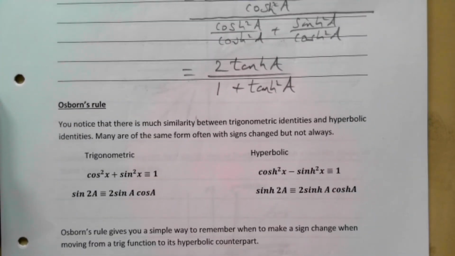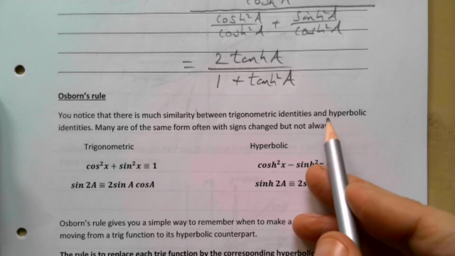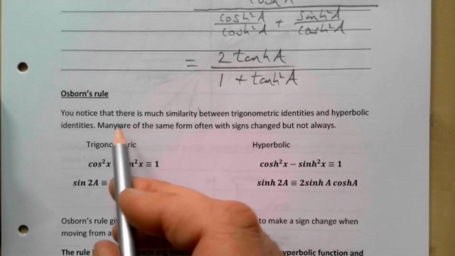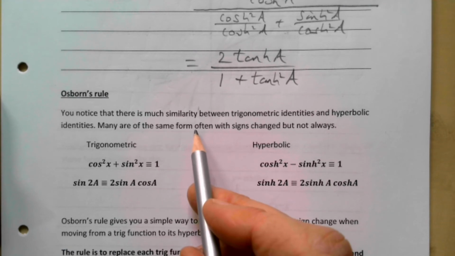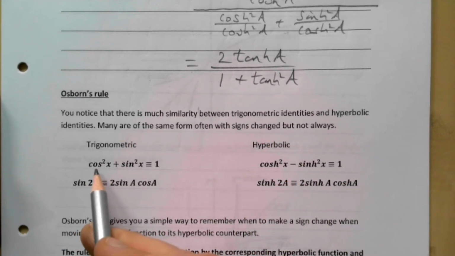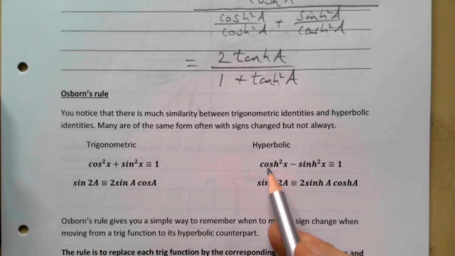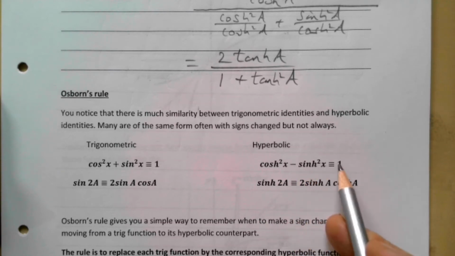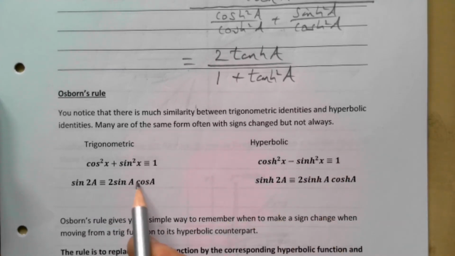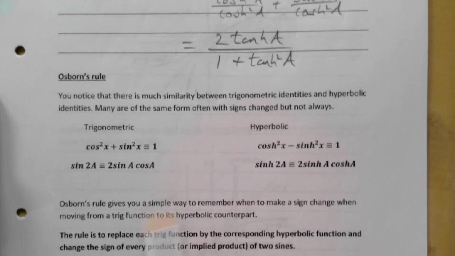A wee bit then about Osborne's Rule, a very straightforward little thing really. You notice there is much similarity between trig identities and hyperbolic identities. Many are of the same form with signs changed, but not always. For example, cos squared plus sin squared equals 1. However, the hyperbolic version is cosh squared minus sinh squared equals 1. Whereas this one's just exactly the same: sin 2a equals 2 sin a cos a, and sinh 2a equals 2 sinh a cosh a.